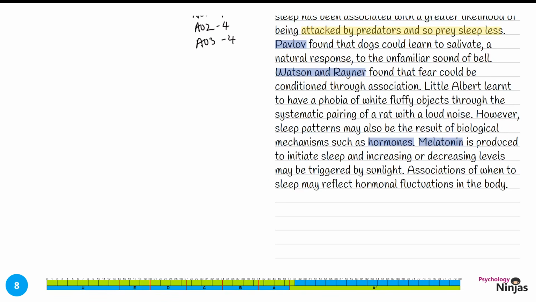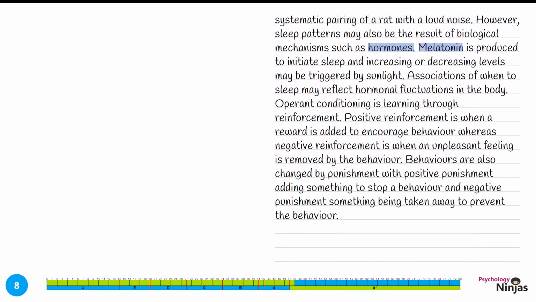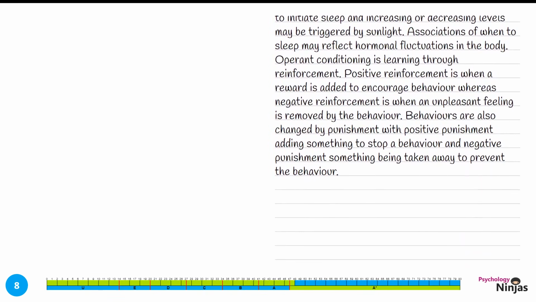It's time to look at a different learning theory now. Operant conditioning is learning through reinforcement. Positive reinforcement is when a reward is added to encourage behaviour, whereas negative reinforcement is when an unpleasant feeling is removed by the behaviour. Behaviours are also changed by punishment, with positive punishment adding something to stop the behaviour, and negative punishment something being taken away to stop or prevent the behaviour.